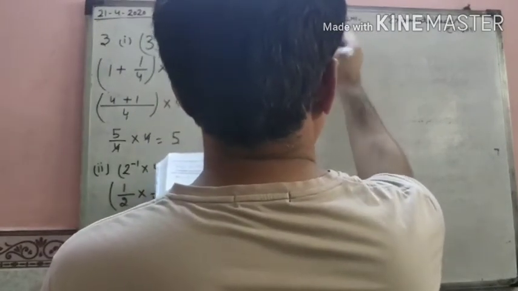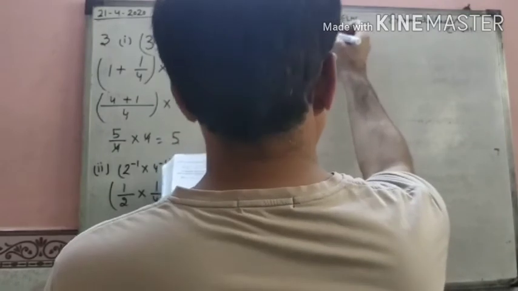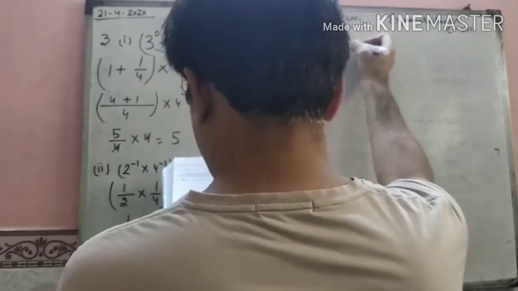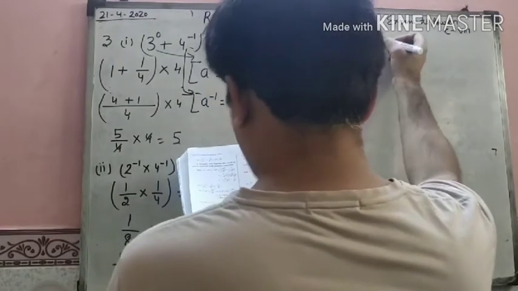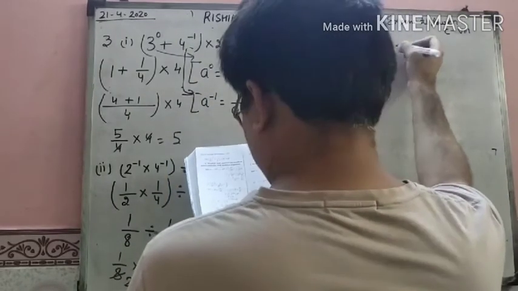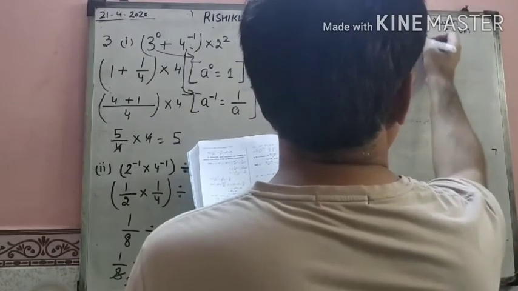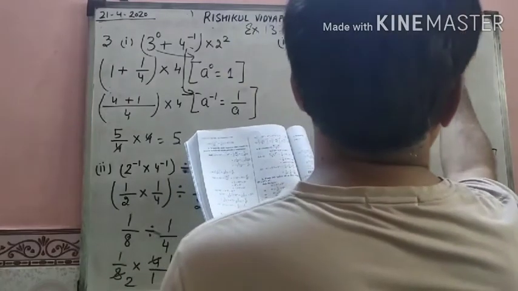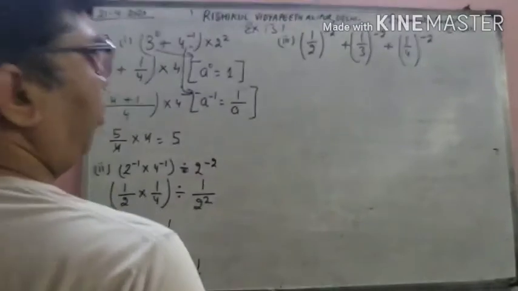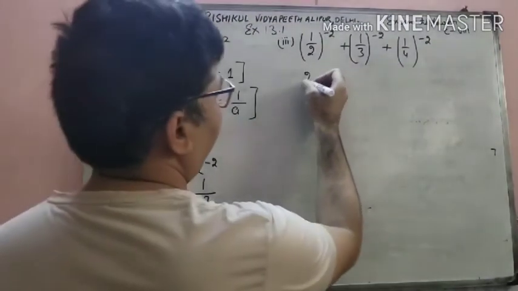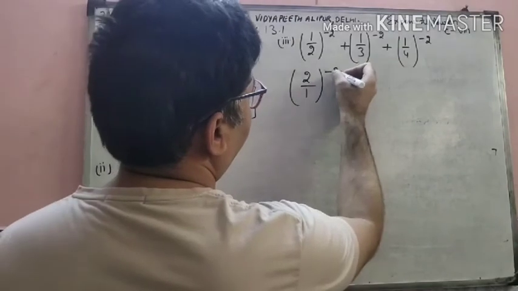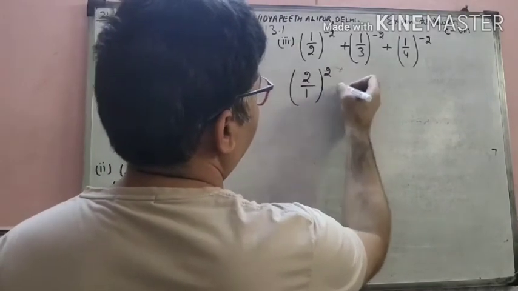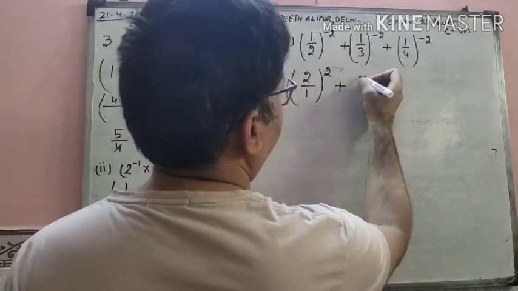One by 2 raised to power minus 2 plus 1 by 3 raised to power minus 2 plus 1 by 4 raised to power minus 2. How can we do it? 1 upon 2 raised to power minus 2 can be written as 2. We will write the multiplicative inverse of it.